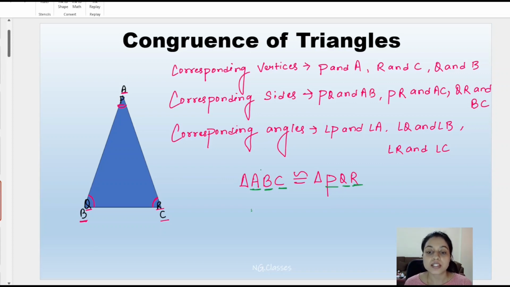If you are writing triangle ABC is congruent with triangle QPR, then that must be incorrect, because here A doesn't fall on Q, B doesn't fall on P, and C doesn't fall on R.